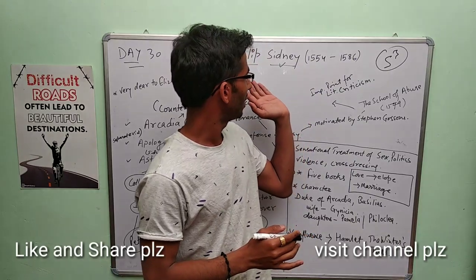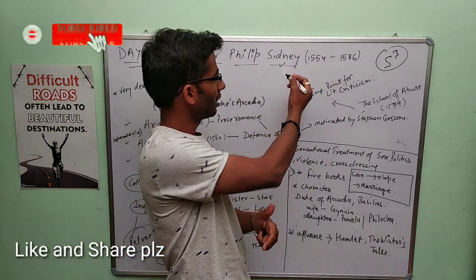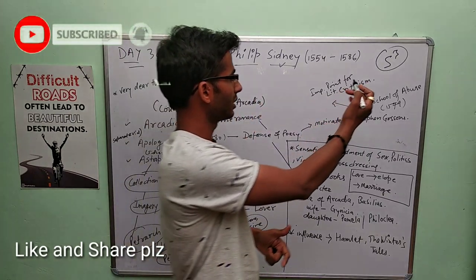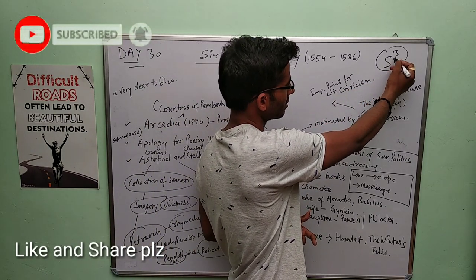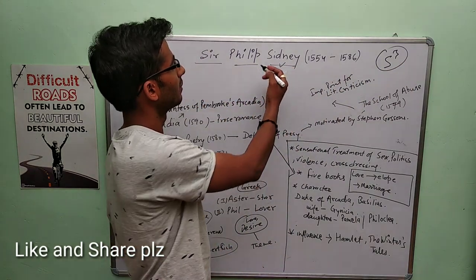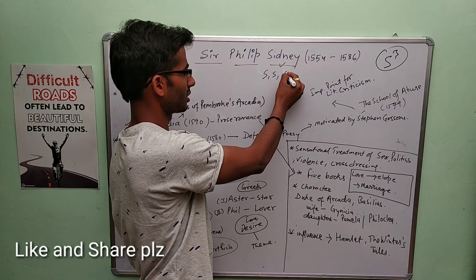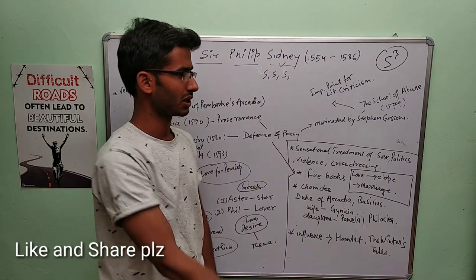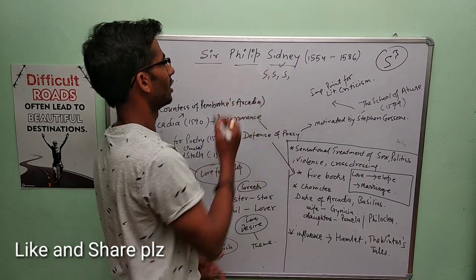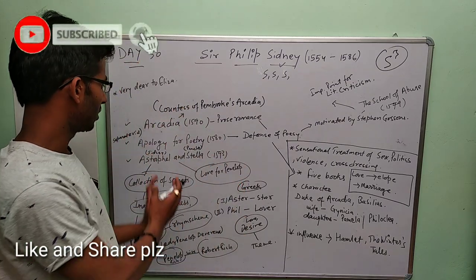So we are doing Elizabethan literature, the age of Shakespeare, and we have three important writers in this: 3 SQ. You can remember SQ for Sidney, Spenser and Shakespeare, three important writers. So first is Sir Philip Sidney. In this video, we are going to talk about his important works.